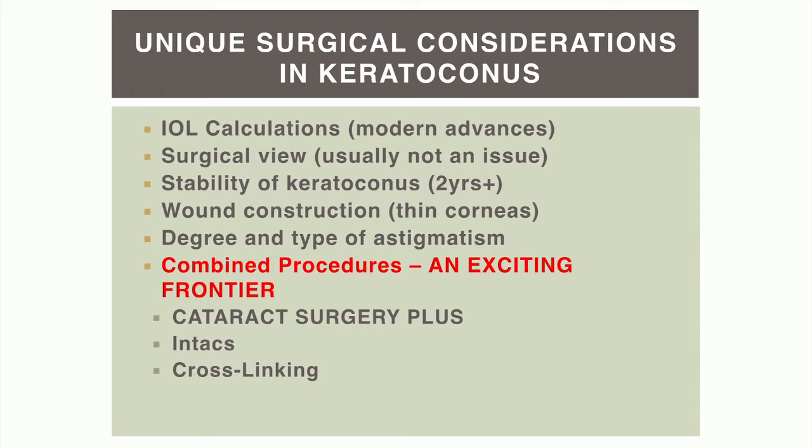The stability of the keratoconus, that is an issue. You should have stable disease before you have cataract surgery. Ideally, you should have stable keratoconus for at least 2 years prior to having cataract surgery. If you don't have stable disease, there should be a consideration of a procedure to stabilize your keratoconus prior to doing cataract surgery, because you will have a better uncorrected result after cataract surgery.